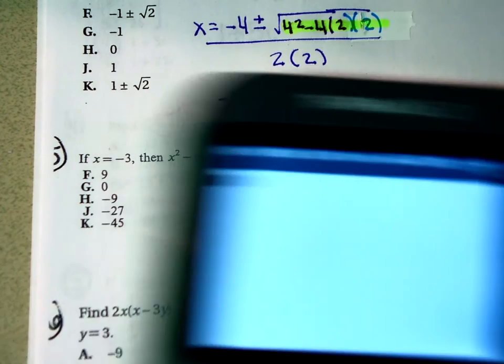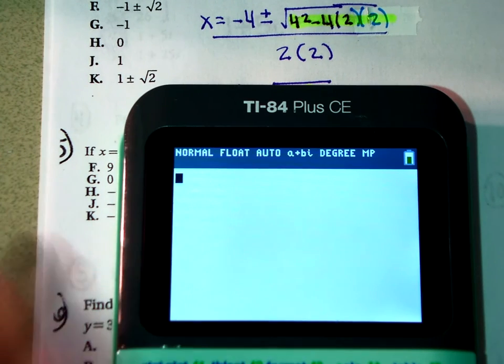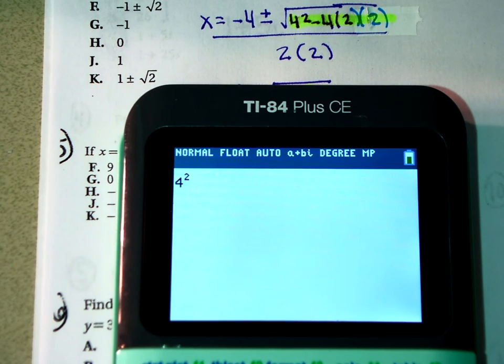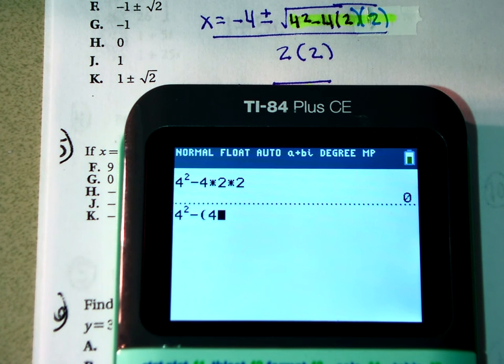So right here, I've got 4 squared minus 4 times 2 times 2. Now, if you want to feel more comfortable, you can totally do this. 4 squared minus 4 parentheses, or like you can group it all together, like this. If you feel more comfortable, it's going to give you the same answer. It's okay. You don't have to worry. You can type it with or without.